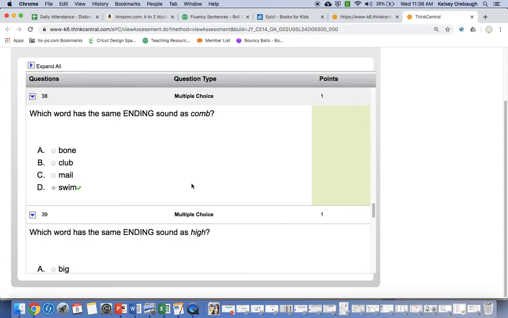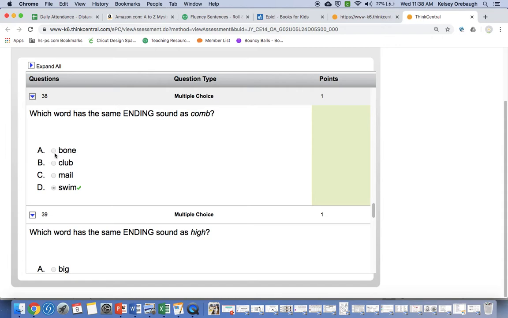All right. Which word has the same ending sound as comb? Comb. Close your eyes, say comb. Comb ends in the m sound. The B is a silent consonant. It does not make a sound. The word comb ends in the m sound, so we're going to look through these words and find a word that also has the same ending sound.